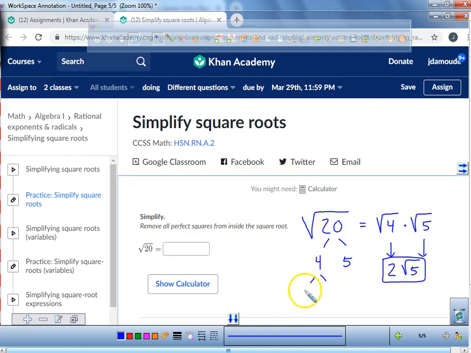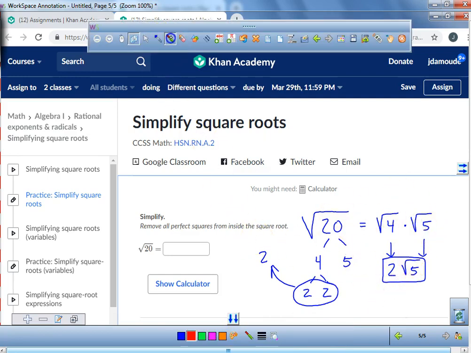Now what does 4 break down to? A 2 and a 2. There's my pair. So I can pull it out. So what number comes out? 2. What stays inside? 5. So listen, this way works if you can find, I'm going to highlight it, if you can find what?